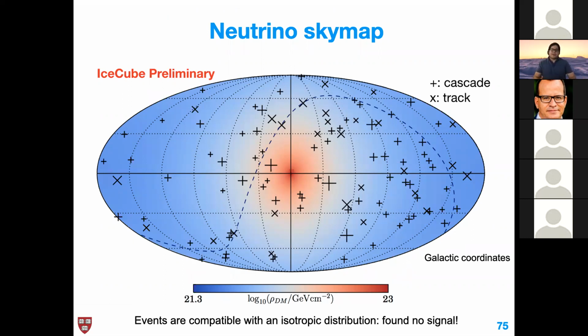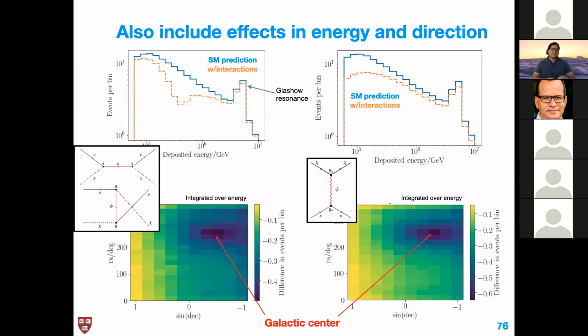So far we have found no signal, so we put constraints. Basically what you do is you establish a couple of models of how the neutrinos and the dark matter can interact. Here are two examples. And what you can compute is how many fewer neutrinos you should see in the galactic center. And depending on your interaction type, they will do different things in the energy distributions.